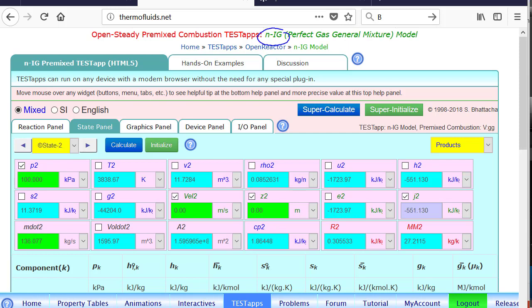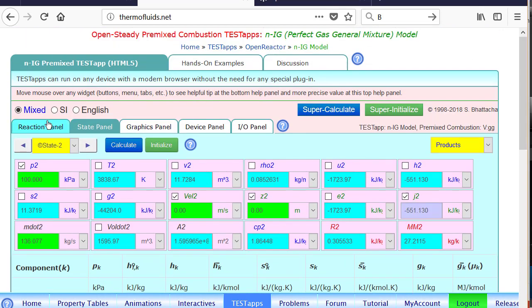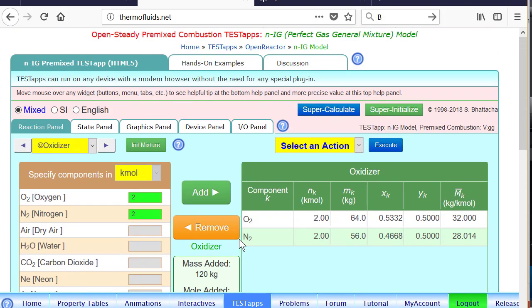However, we chose the complete reaction path, so that's why, if you go back to the reaction panel, you can see the reaction. We have only H2O, CO2, and nitrogen in the products. So it's a theoretical reaction. It's a complete reaction with theoretical amount of air.